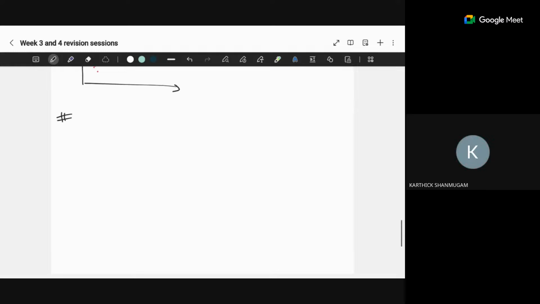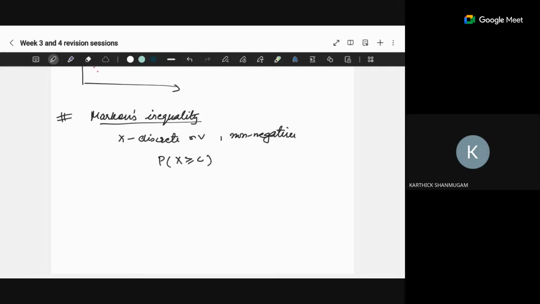Now comes the bounds. The first thing is we have Markov's inequality. What is Markov's inequality? Probability of the random variable X greater than or equal to c. In Markov's inequality, my X is a discrete random variable and it will take only non-negative values. Just remember that. Then the probability that X is greater than or equal to c is less than or equal to mu upon c. This is my Markov's inequality.